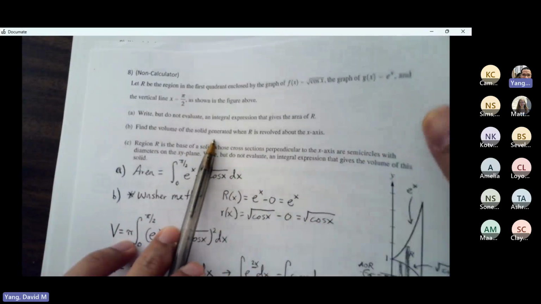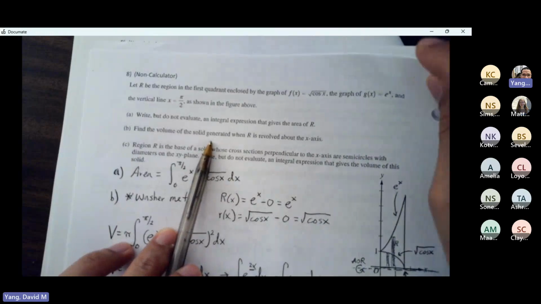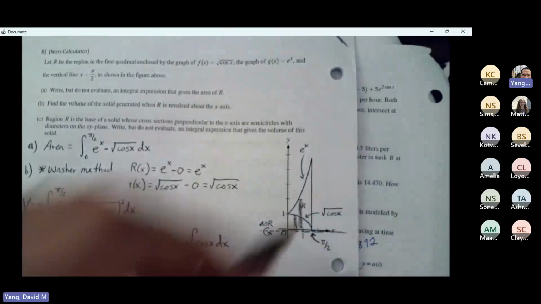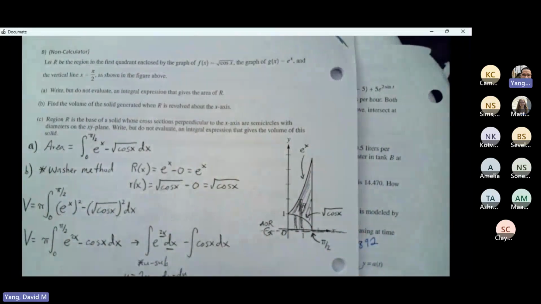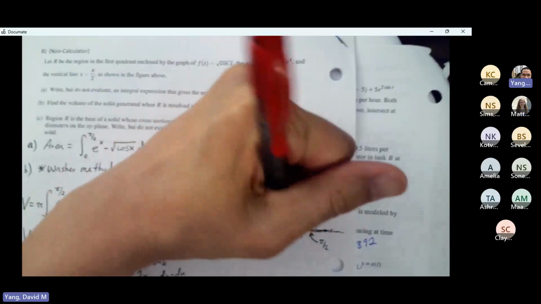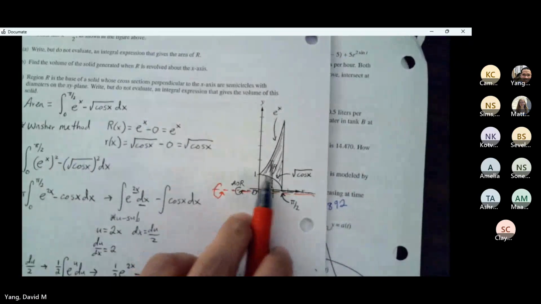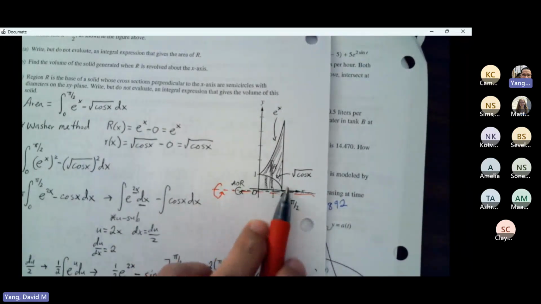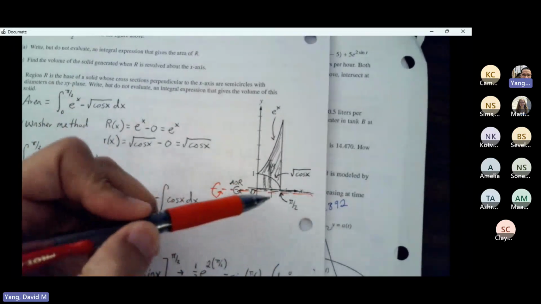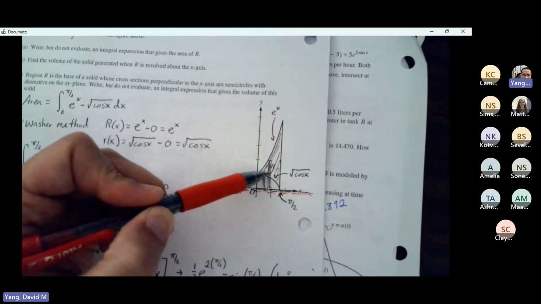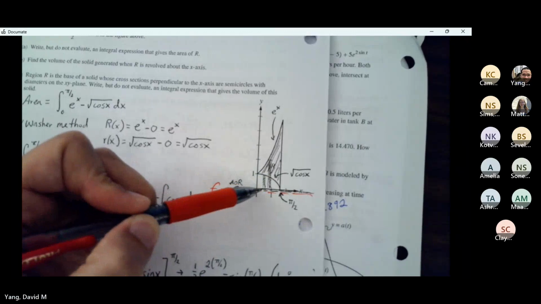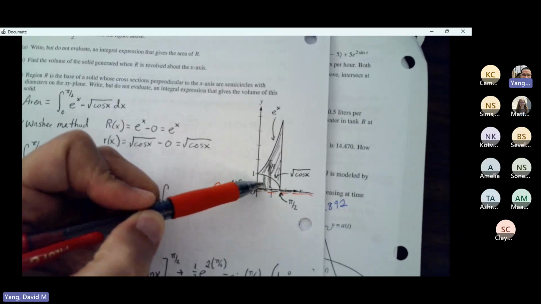Find the volume of the solid generated when R is revolved about the x-axis. So here's region R. Okay, you're rotating around the line, the x-axis. So there's obviously a gap. The shaded region is not a flat surface up against that dotted line here. So because of the gap, we know this is washer method, not disk method. So washer method: from the dotted line, extend to the furthest boundary, that's big R. From the dotted line, extend to the closer boundary, that's little r.